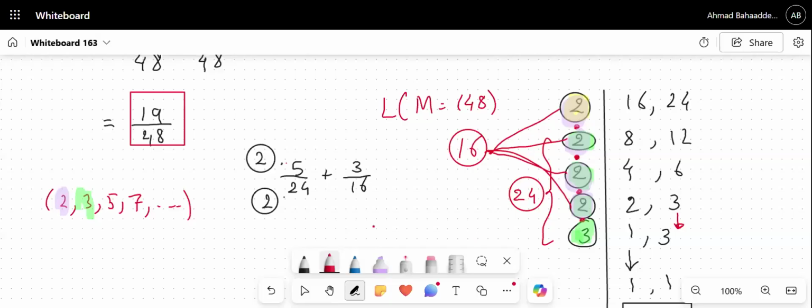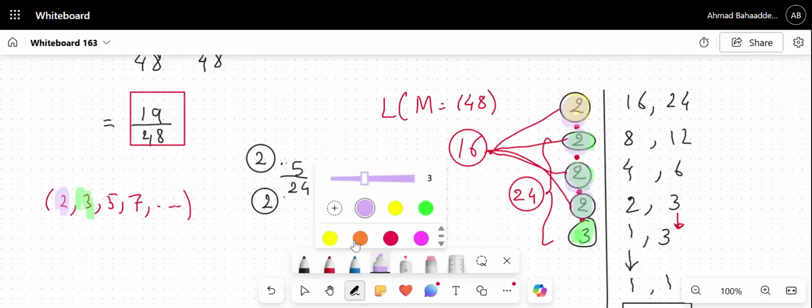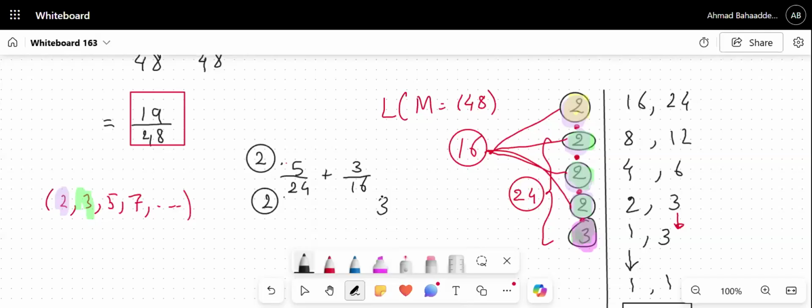So what's left if I take these 2's? The only thing left is actually the other one. I can rewrite it here. Maybe I can use a purple if it's possible. So only 3 left. So I'm going to use this 3 to be multiplied by the denominator of the second fraction and the numerator of the second fraction to make the fractions balanced.